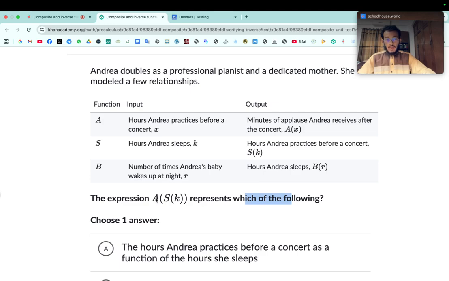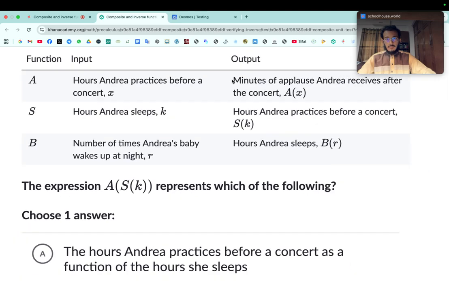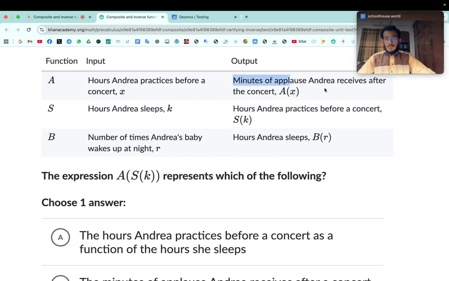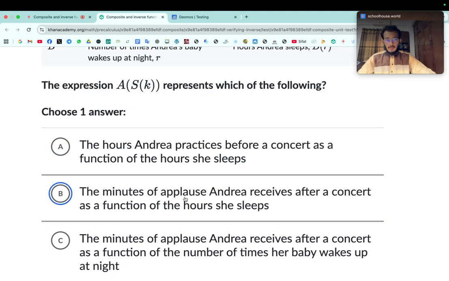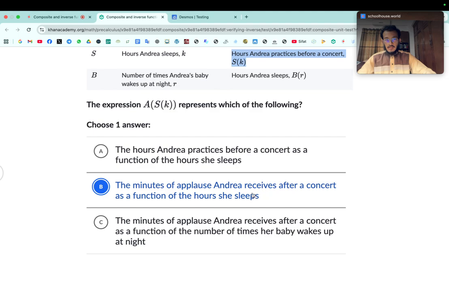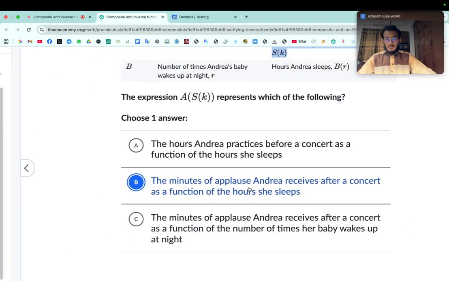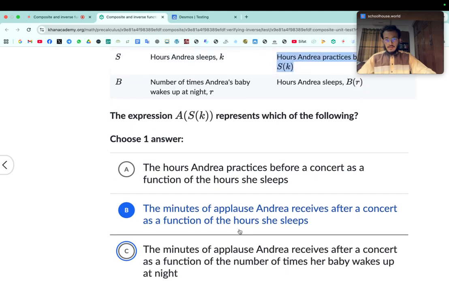We have to check the function A's output. A's output gives us the minutes of applause Andrea received after the concert. So the output of the entire expression should also match that. It should not be hours, it should be minutes of applause, but C also has the same thing. Now the input should align with the input for S because this is the inner function. So it is hours Andrea practices before a concert, B is hours she sleeps, and C is her baby waking up at night.